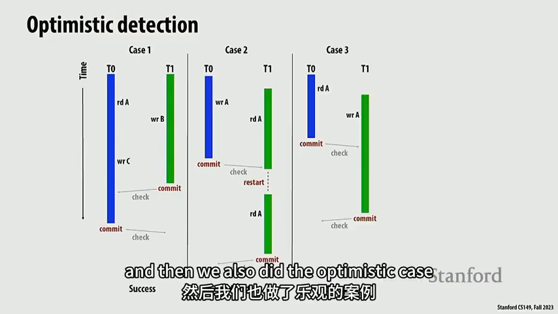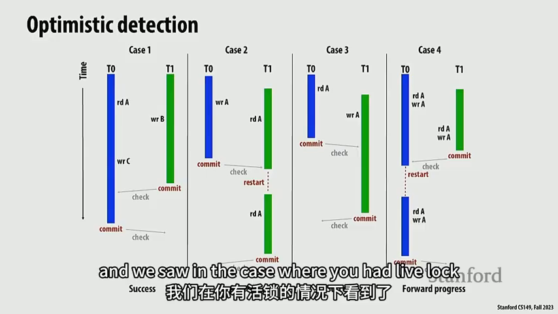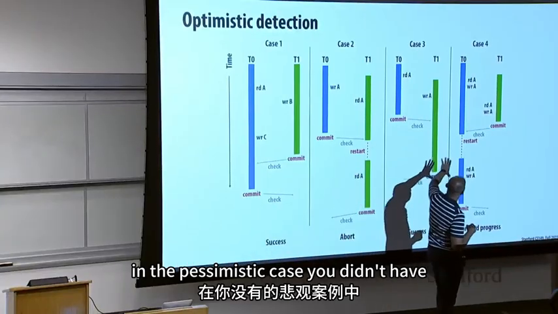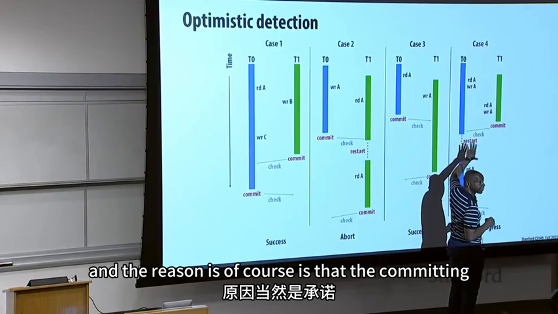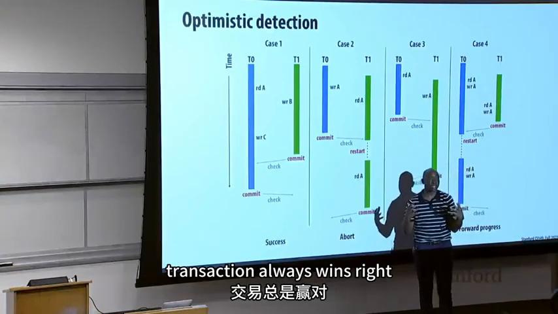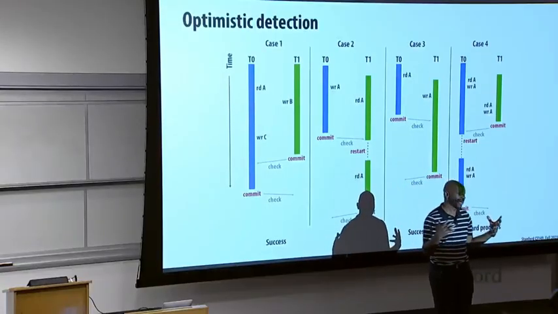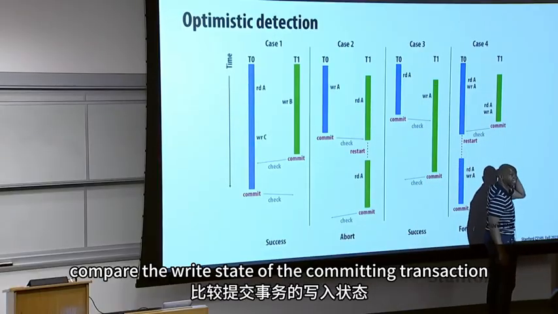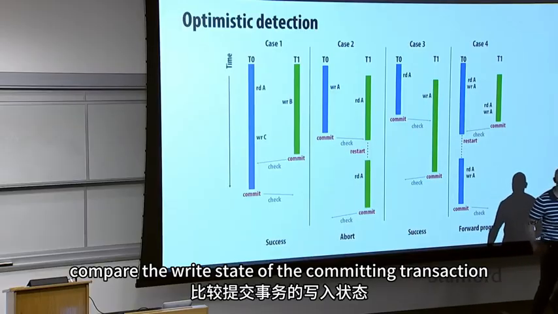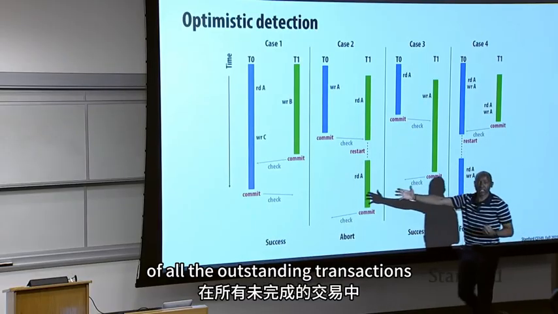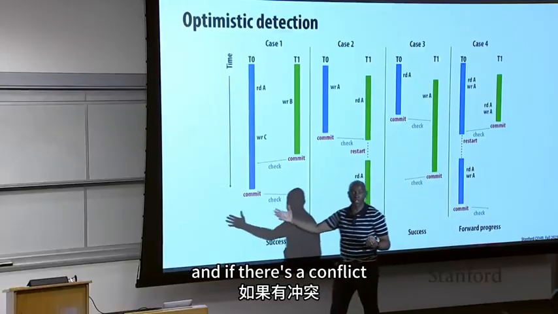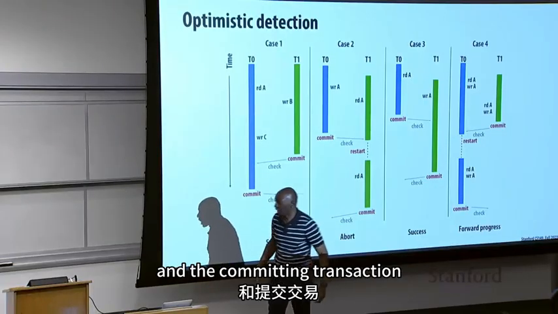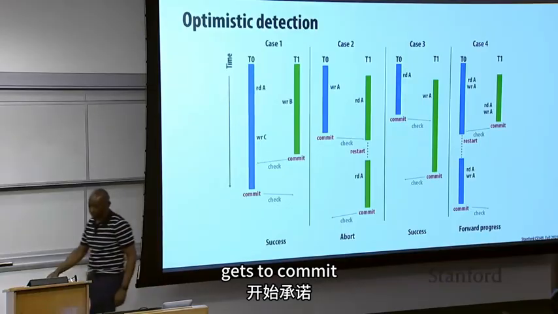And then we also did the optimistic case, and we saw that in the optimistic case you didn't have live lock, unlike the pessimistic case. The reason, of course, is that the committing transaction always wins. Remember, the check was you compare the write state of the committing transaction with the read state of all the outstanding transactions that are still in execution. And if there's a conflict, then those transactions have to abort, and the committing transaction gets to commit.